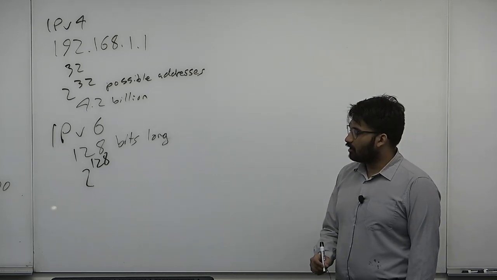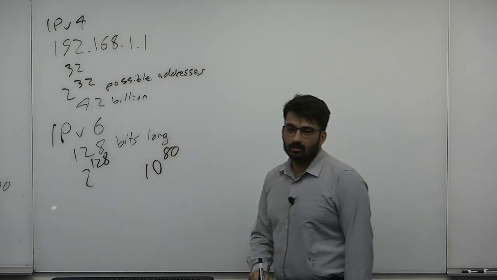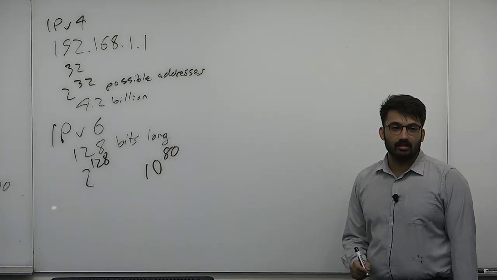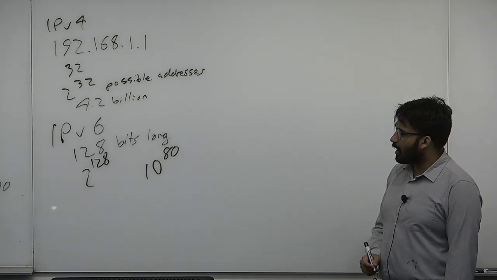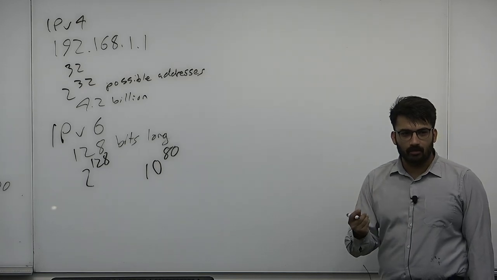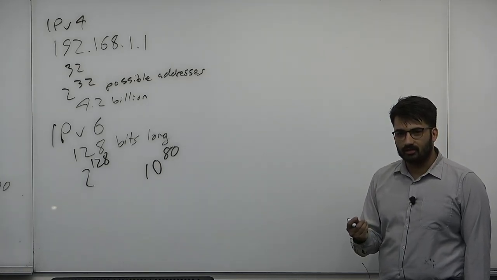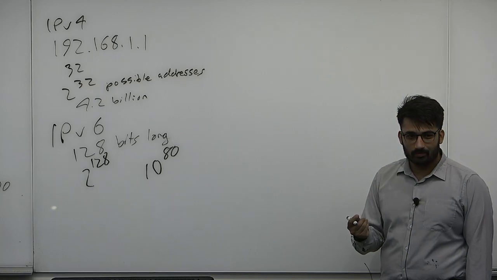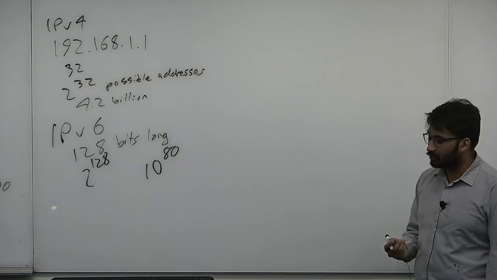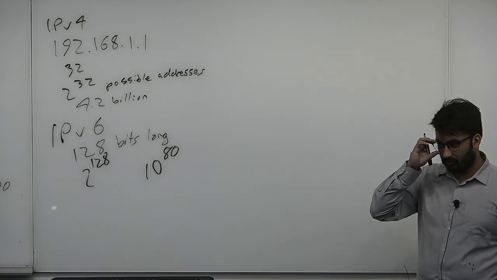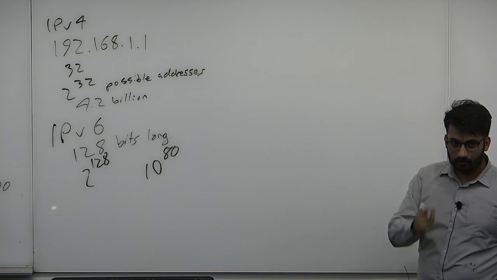For reference, there are like 10 to the 80 atoms in the universe, right? You can count 10 to the 80 things, and then you run out of things to count. There's nothing else to count. There's only that many things. How many IP addresses could you give per atom if you had IPv6? Somebody do that real quick. I actually don't know the number, but just curious. Can you give it to me as a power of 2? You can use a calculator.